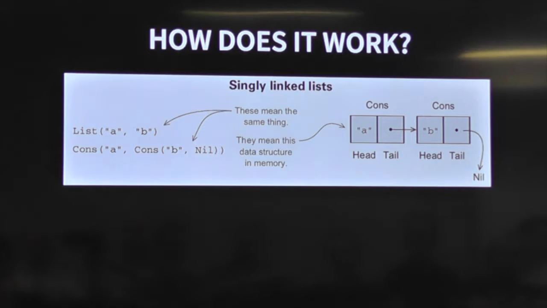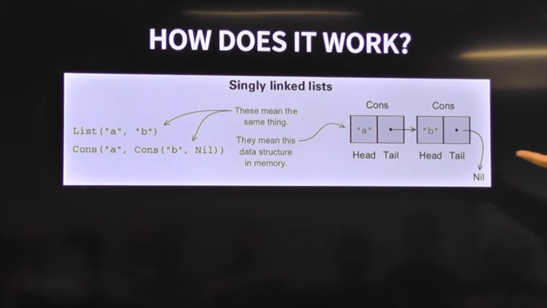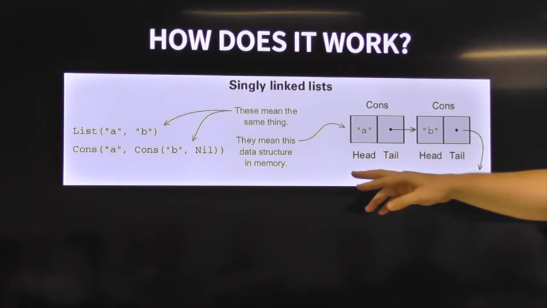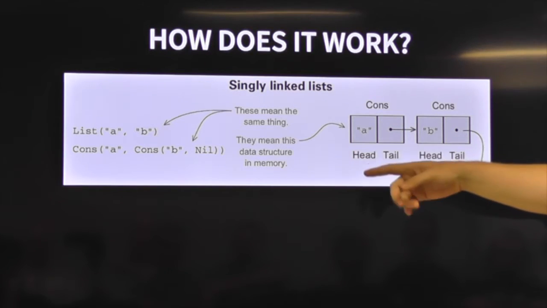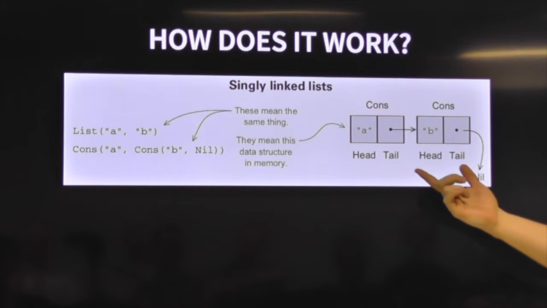So this is how they work essentially in memory. We've got some syntactic sugar for how the constructor will work. A list of A and B is exactly the same as cons of A, cons B, nil, because that's how we use the constructors to build everything up. And this is how it looks essentially in memory.